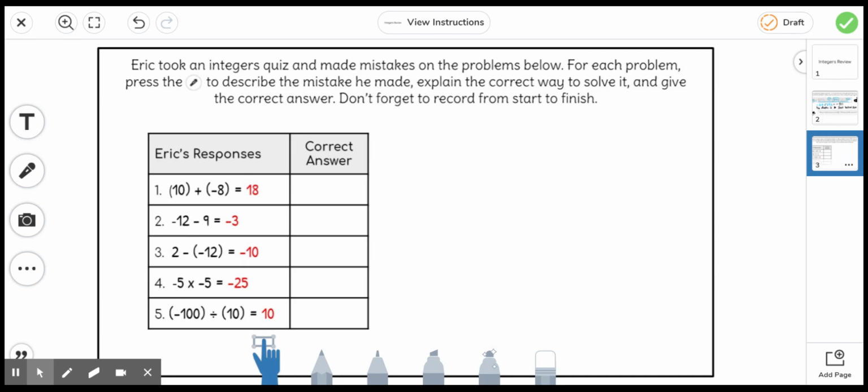And so make sure that you are describing the mistake, since we're just giving a correct answer, right? Giving just the answer is not going to be sufficient. You need to record yourself describing the mistake and explaining how to solve it correctly, and use the blank space to show your work. So I'm going to go ahead and press the microphone.